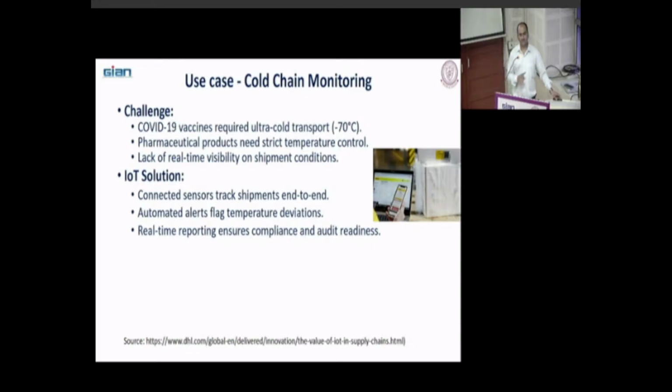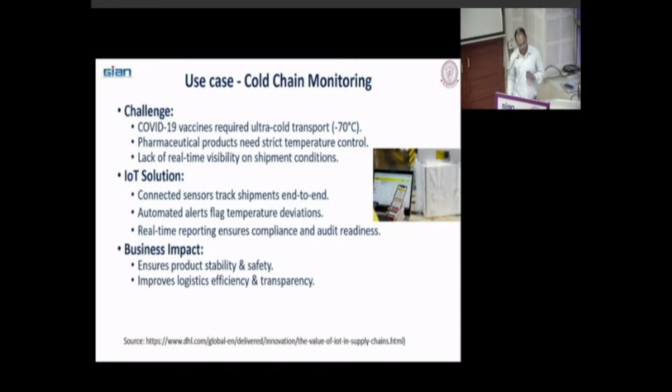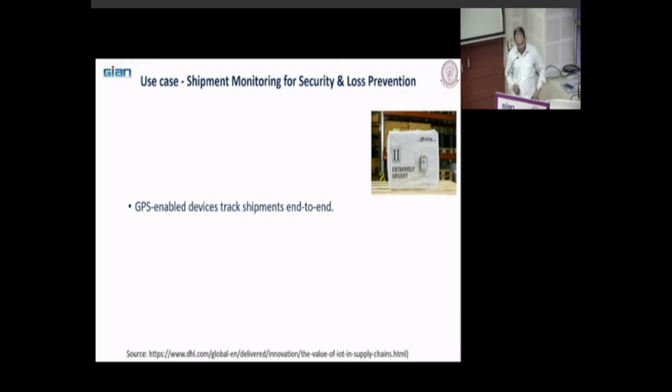Nowadays, if you scan any QR code, it will tell you the temperature at each point during the journey of this product, and sometimes where it was exposed to the outside temperature. Business impact: ensures product stability and safety. Product safety is very important in the pharmaceutical sector or your food sector, so in order to maintain that, you need to use these things. It improves logistics efficiency and transparency, and supports growing demand for temperature-sensitive shipments.